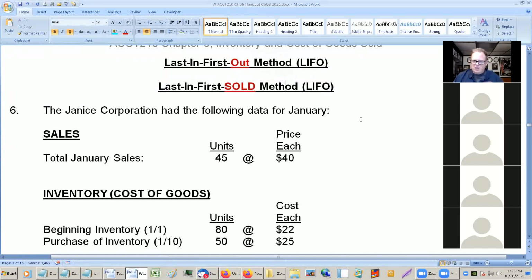You say, well, that sounds pretty crazy. It doesn't make any sense. And I'll tell you something else. Last in, first out, the United States is the only country that uses it. You cannot use it under international standards. So you say, why do we even have it? Well, here's why.